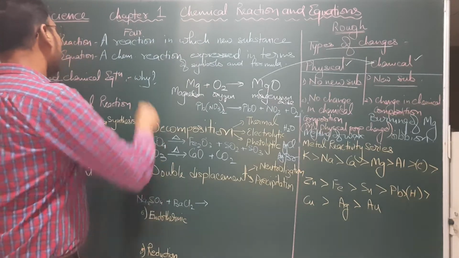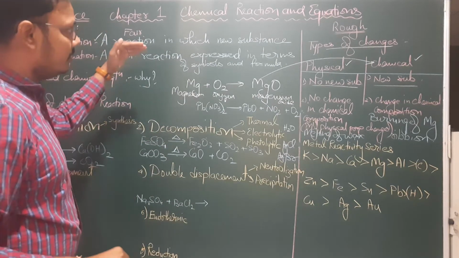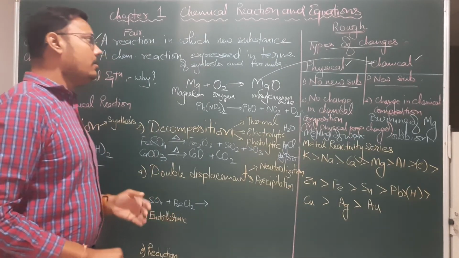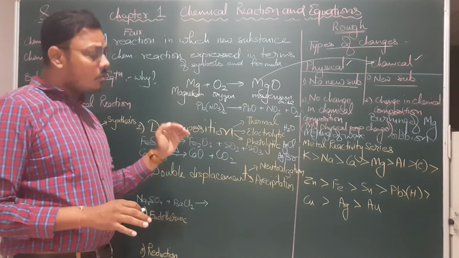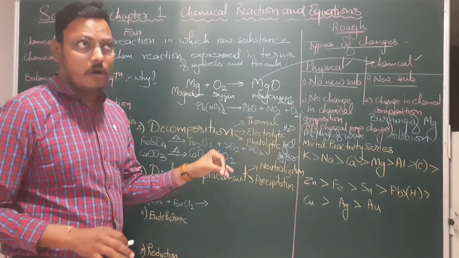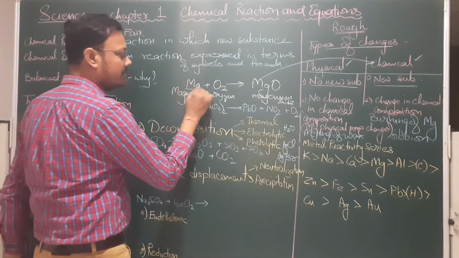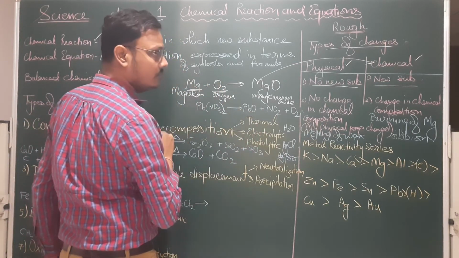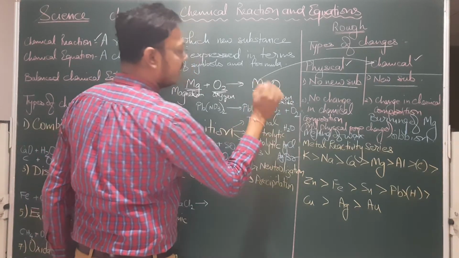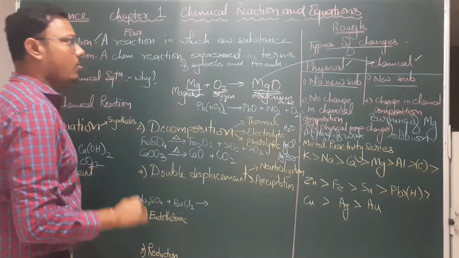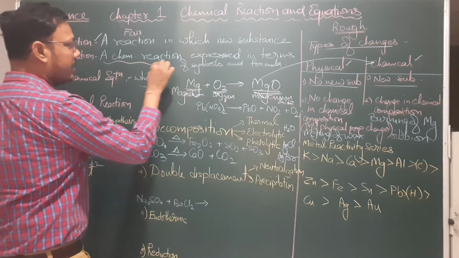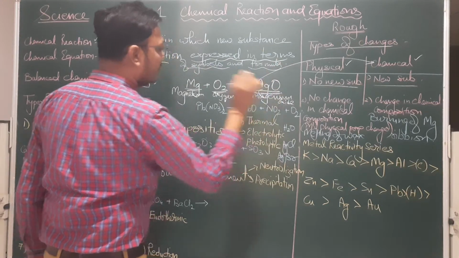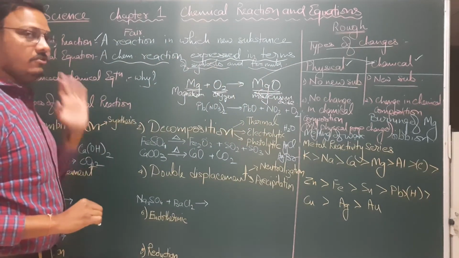Now, what is a chemical reaction? A reaction in which a new substance is formed is called a chemical reaction. Now, all the chemical reactions can be shown in terms of symbols and formulas, as we can see here. The symbol for magnesium is Mg, and then for oxygen we have O2 because it's an oxygen molecule, and for the formation of magnesium oxide, we write MgO. So a chemical reaction expressed in terms of symbols and formulas is called a chemical equation.